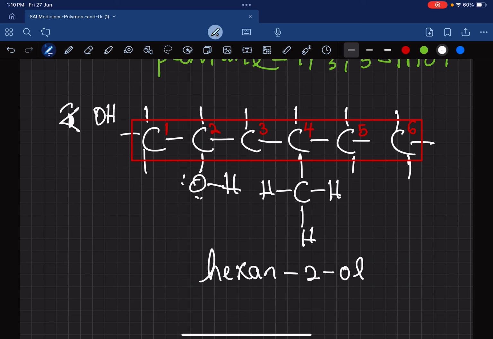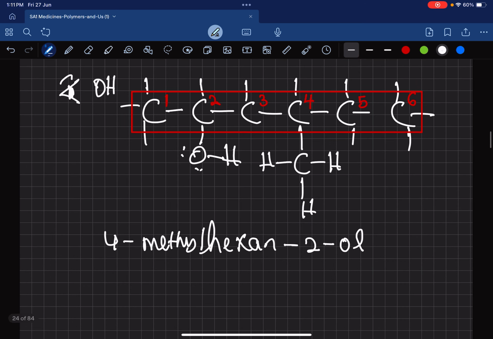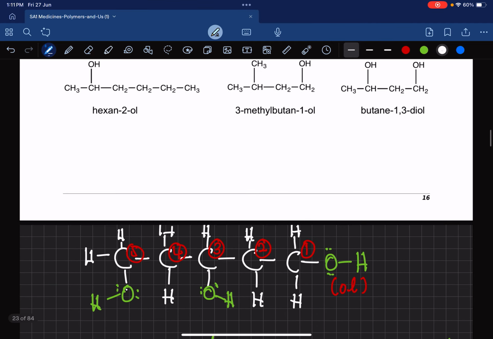Hexane-2-ol. And then there is a methyl at number 4. So we put a methyl 4. So 4-methylhexan-2-ol. That's the name. So that's the name for this, 4-methylhexan-2-ol. Got it? Simple. So that's how we do naming for alcohols.